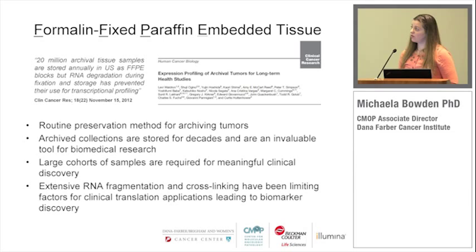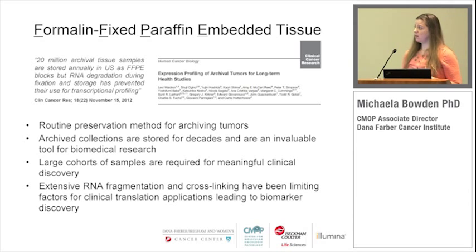So just to give some context for formalin-fixed paraffin-embedded tissues. It was estimated about 2 years ago that there's probably something like 20 million archival tissue samples that are stored annually in the US alone. But because of RNA degradation during fixation and storage, it's prevented researchers from really mining them for transcriptional profiling. So, I think it's well understood and documented that DNA is a lot easier to work with, and there's a lot of work gone into that arena, but the RNA arena has lagged behind.